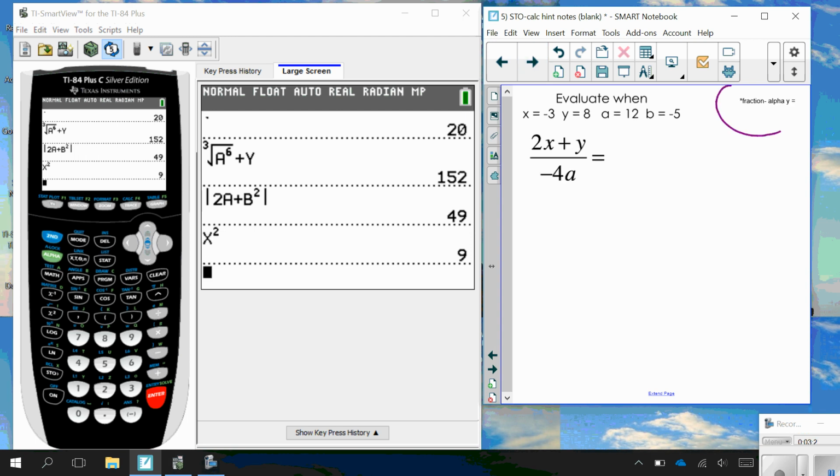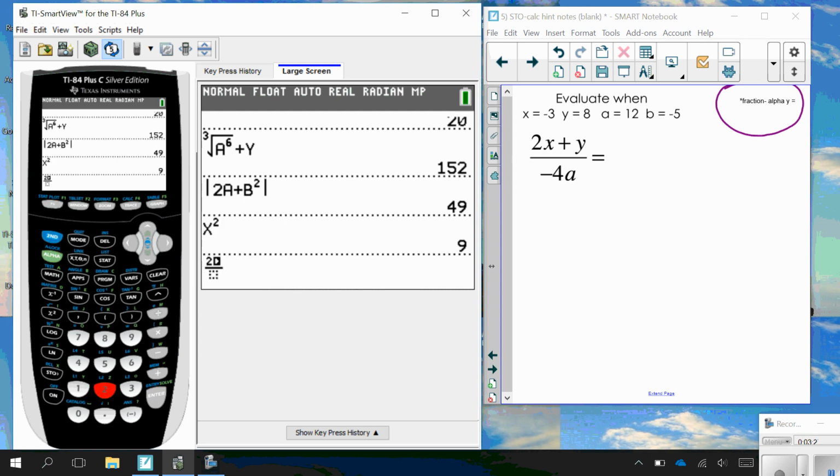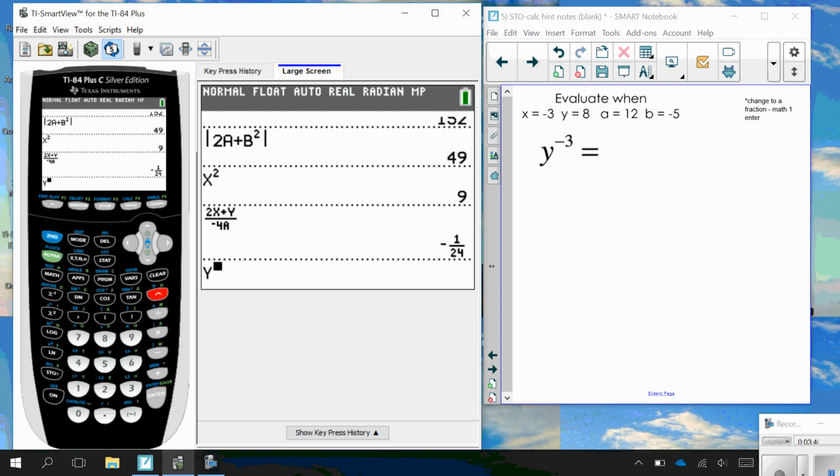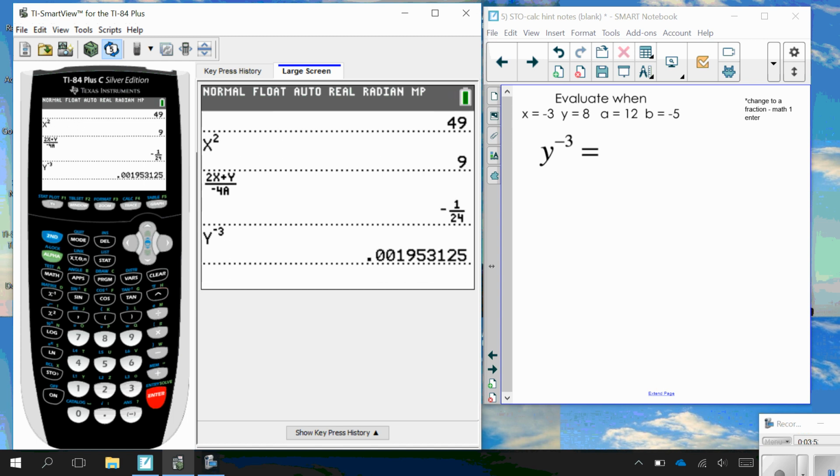To get the fraction, we're going to hit alpha y equals 1. And we should get -1/24. And the last one, alpha y to the -3. Here we get a decimal. To change a fraction, or a decimal to a fraction, we hit math 1, enter, and we get the number 1/512.